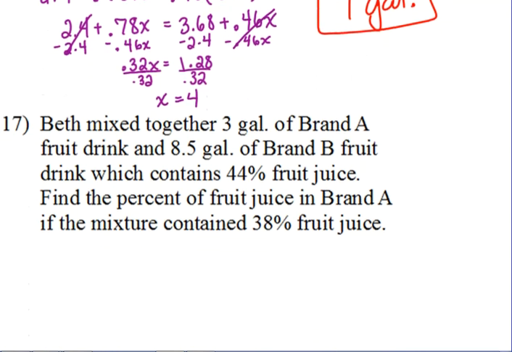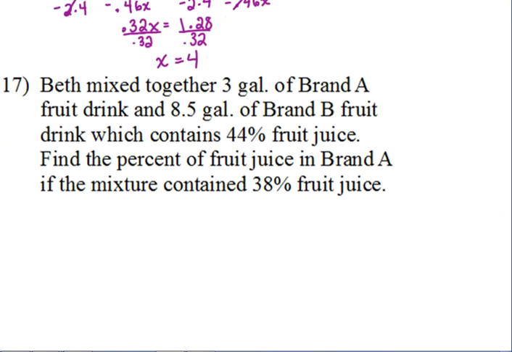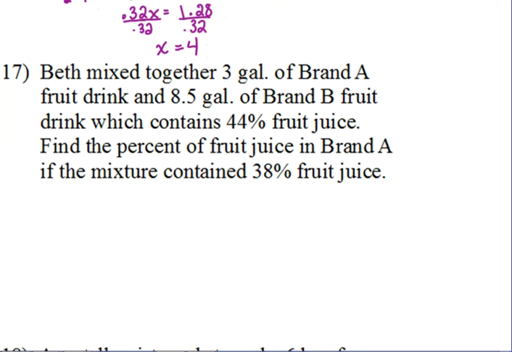So look at number 17. Beth mixed together 3 gallons of brand A fruit drink and 8.5 gallons of brand B fruit drink, which contains 44% fruit juice. Find the percent of the fruit juice in brand A if the mixture contained 38% fruit juice.